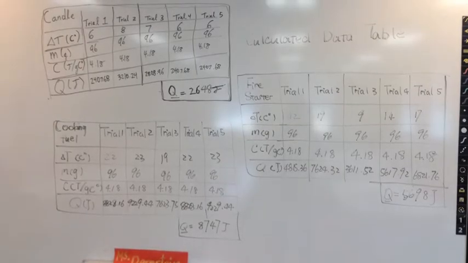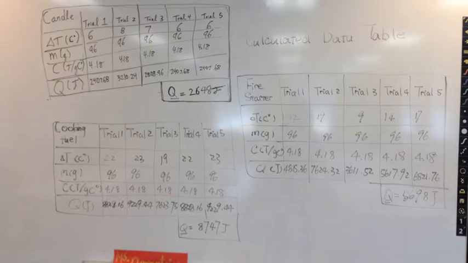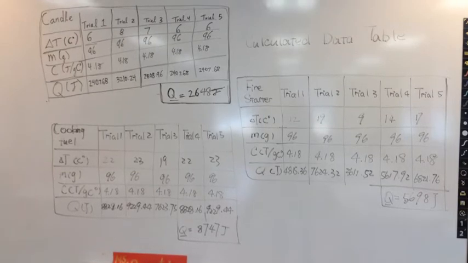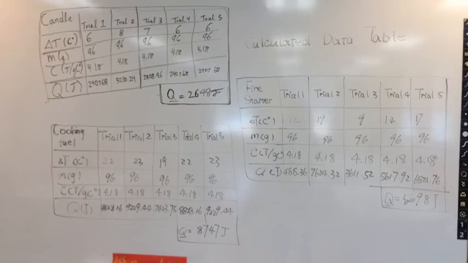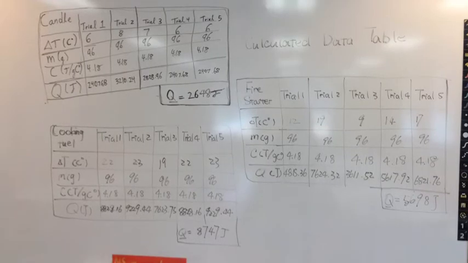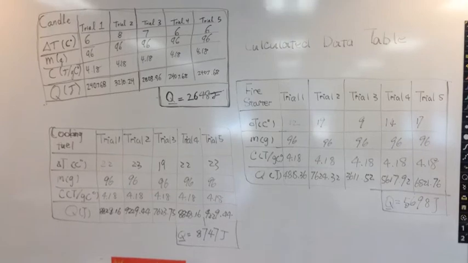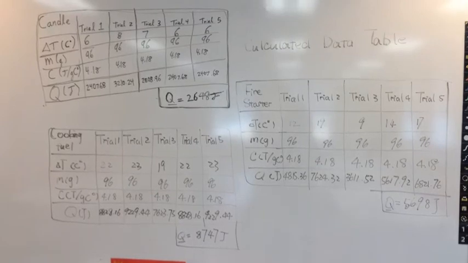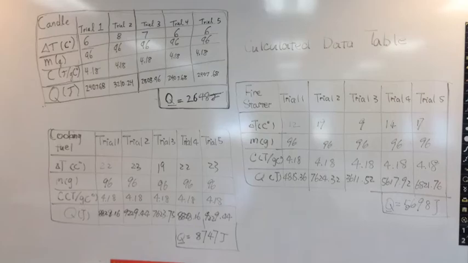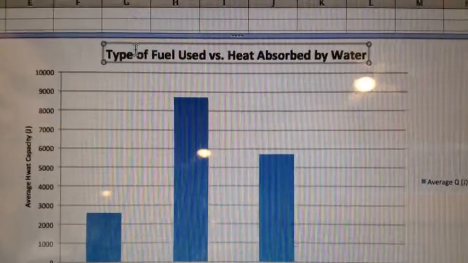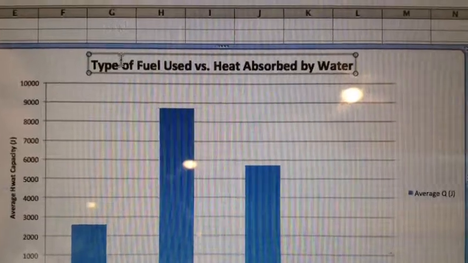This is our calculated data table, which includes heat energy absorbed, mass, change in temperature, and heat capacity of water. After averaging the 5 trials, cooking fuel has the largest heat absorbed, which means the cooking fuel released energy the most in 3 minutes. Then it's the fire starter and the candle. As a result, cooking fuel is the best fuel of these 3 fuels.